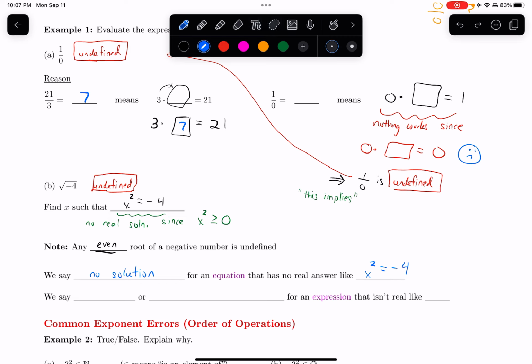On the other hand, we say something like undefined or does not exist, which I can abbreviate as DNE, for expressions. Expressions are mathematical things that do not have equal signs. An example of that would be something like 1 divided by 0, this previous problem. For that, we would say undefined. For an expression like that, that isn't a real value. That is undefined.